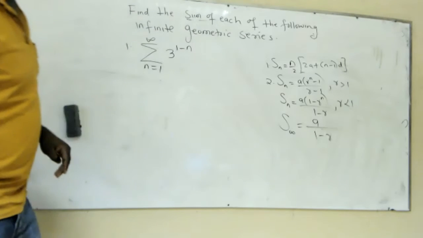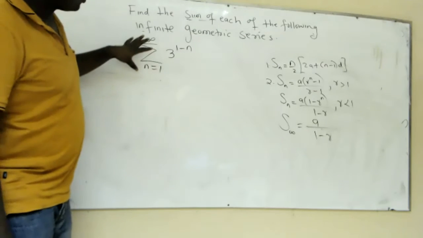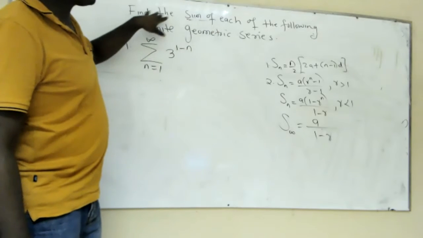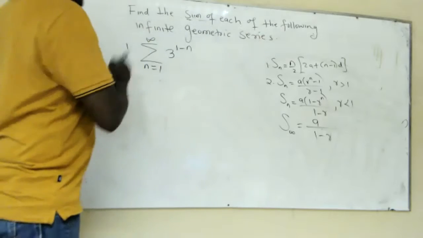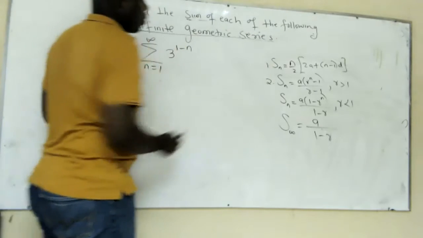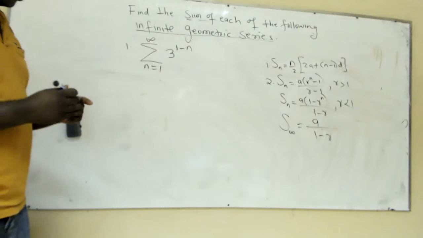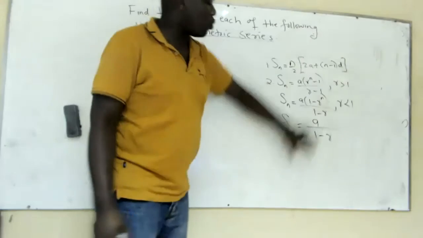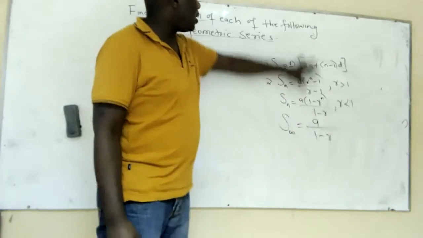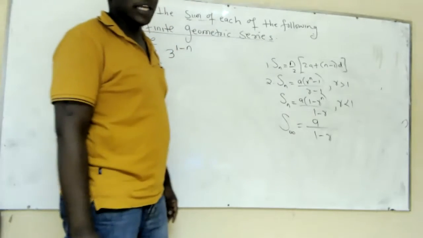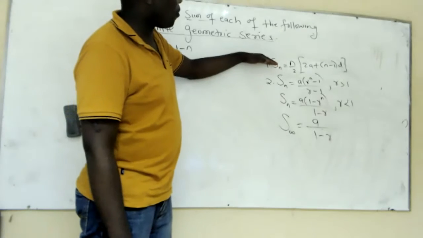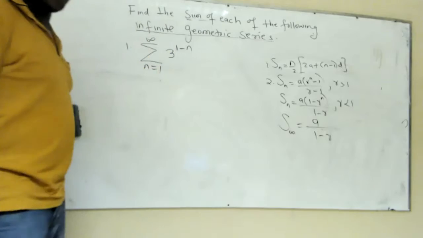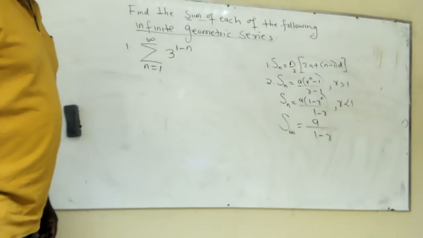Yes. Okay, wonderful. So now, in this question, we want to find the sum of each of the following infinity geometric series. Already that statement is giving you the answer of what we are looking for. We are looking for the infinity geometric series. There's only one formula which talks about the infinity summation here. Which one talks about the sum to infinity, from formula number 1, 2, 3, or 4? Number 4. It's number 4, exactly.